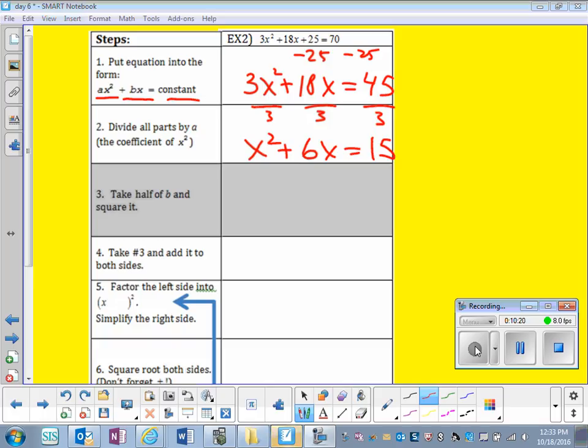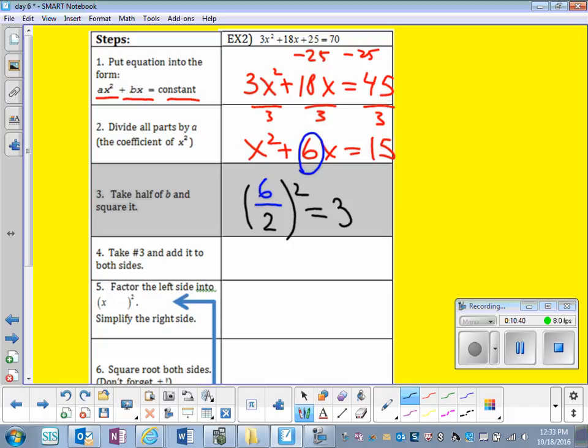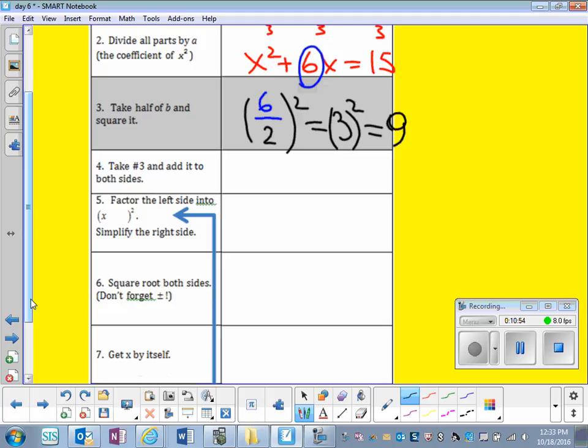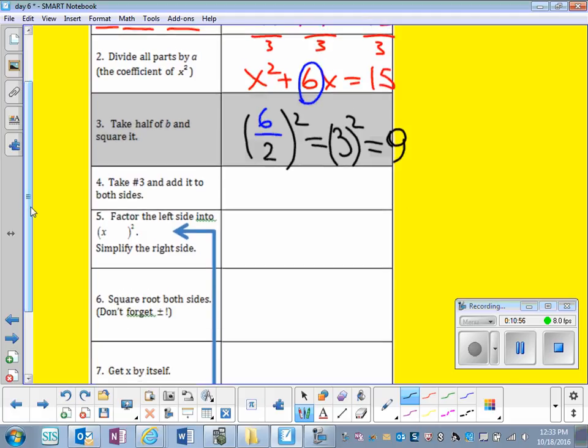Now I take half of b and square it. So my b is 6. So I take half of b, 6, and then I square it. So 6 over 2 is 3. 3 squared is 9. Right? So I took my b, half of it squared. Now I take that number and add it to both sides of this equation.